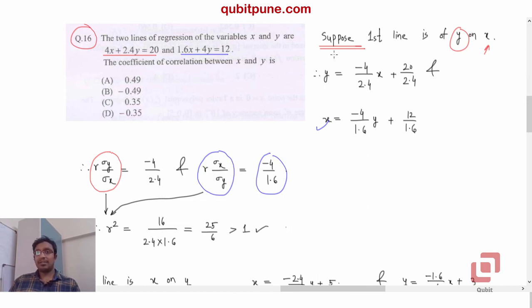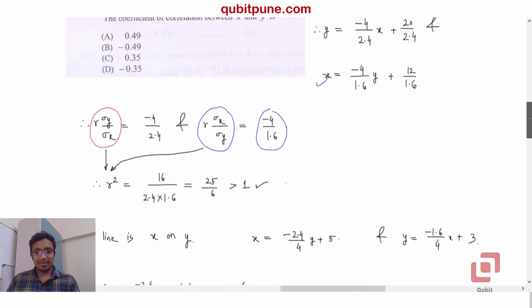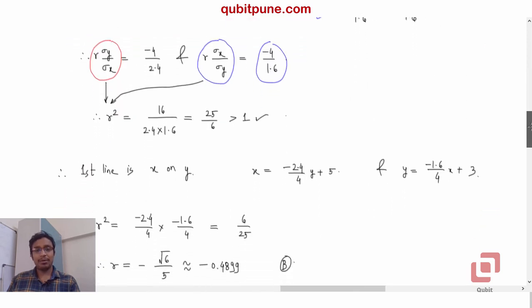So our assumption is wrong. The first line cannot be of y on x, so it has to be of x on y. Actually you can say that in that case, if we change the roles, then r squared will be 6 upon 25, and you can very easily get the answer. So let's see what the coefficients become. Now the first line is of x on y, so we have determined that, and the second line is of y on x.